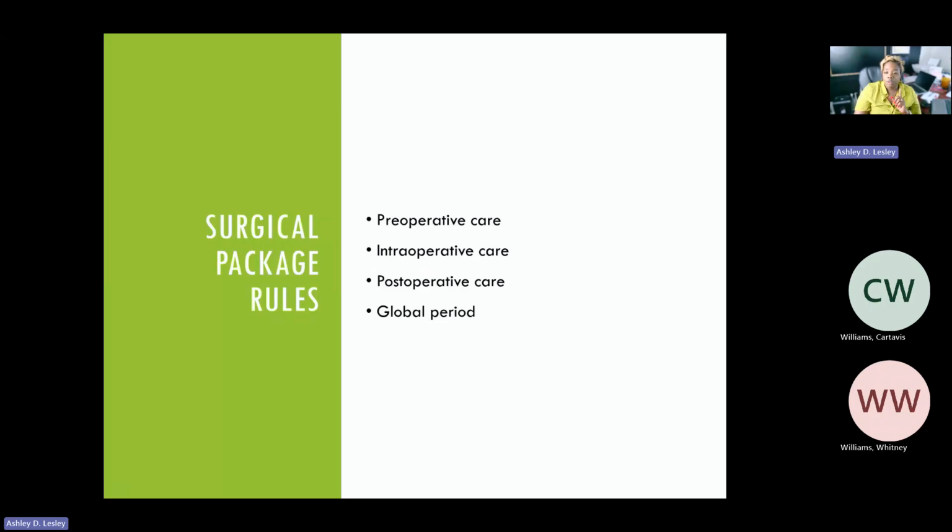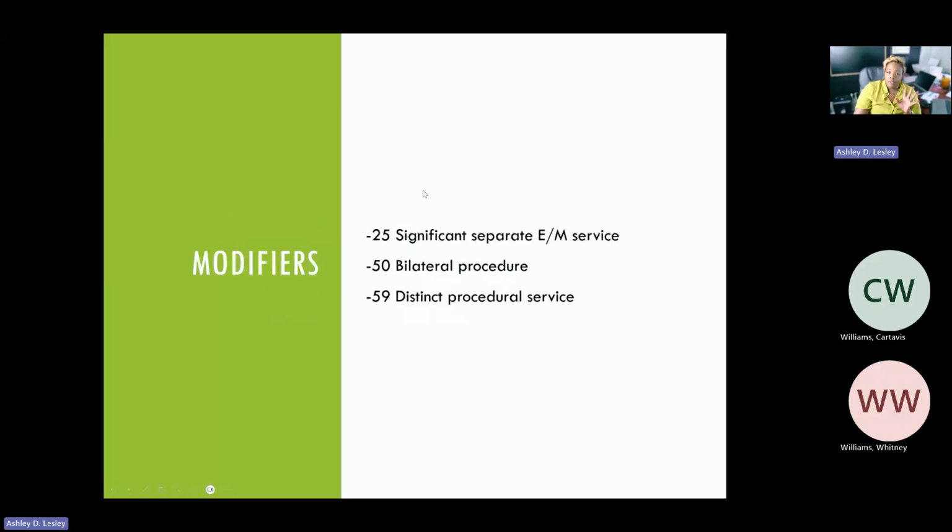Okay. So you will also look at that in your chapter 14. Your three most common modifiers: the first is 25, which means there's a significant, separate E&M service.